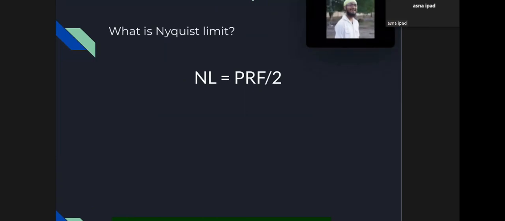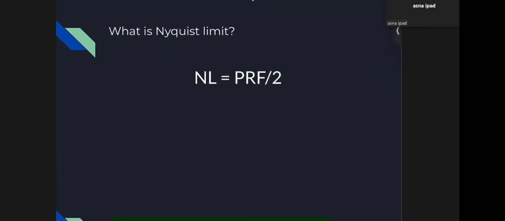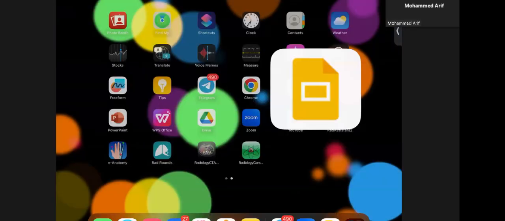So Nyquist limit is PRF divided by 2. I'll repeat it again. Nyquist limit represents the maximal Doppler shift frequency that can be correctly measured without aliasing. So PRF divided by 2. If the blood velocity exceeds this limit, the device will incorrectly register the direction and velocity of flow, resulting in aliasing artifact. So I'll show you an example.